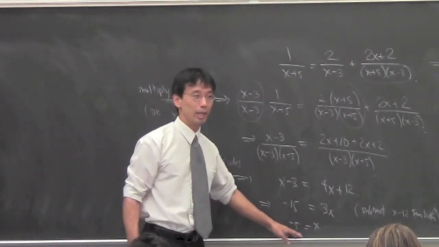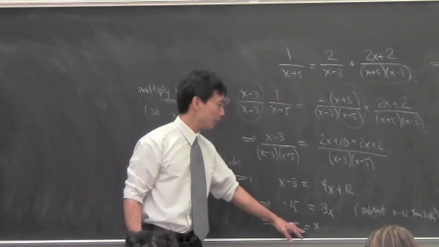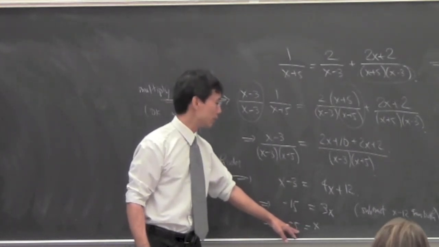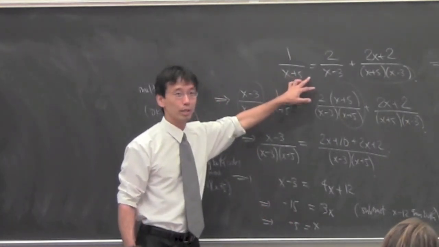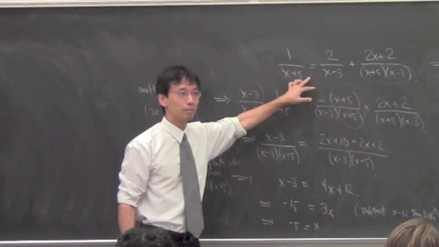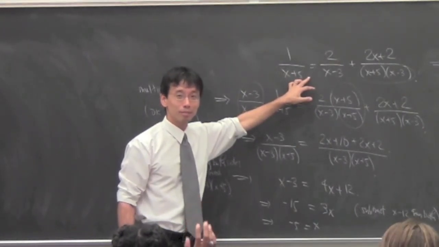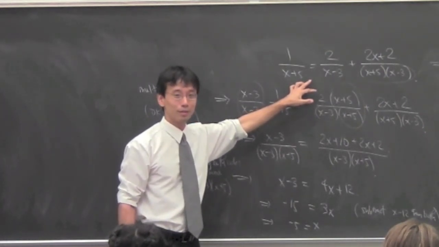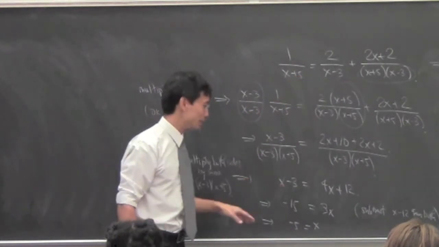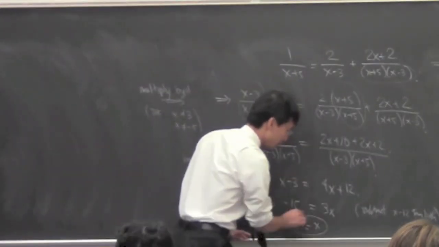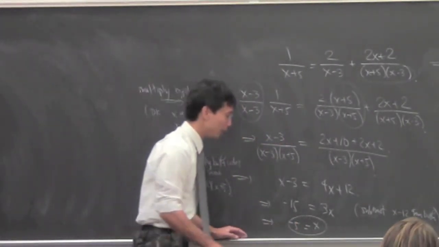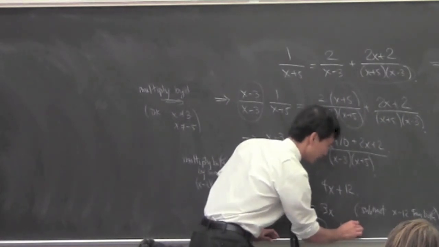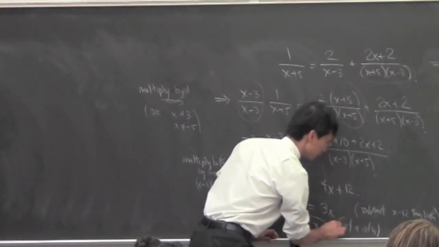Now let's go back and check: does x equal negative 5 work here? No, because the 1 over x plus 5 is 0. That's right. So you end up with something that actually is not a solution. So it's not a solution.